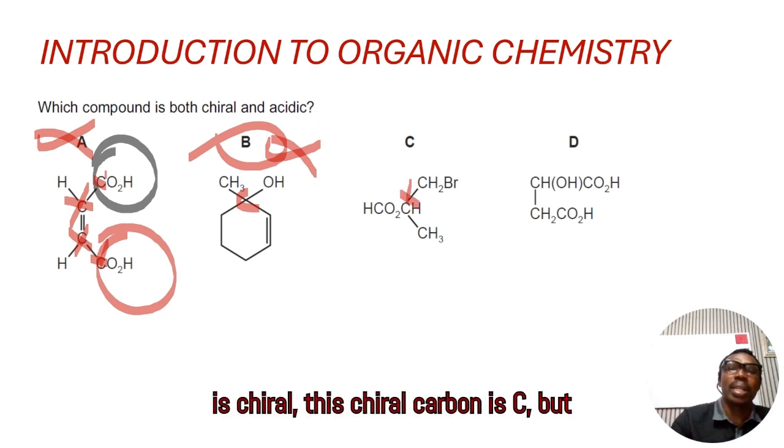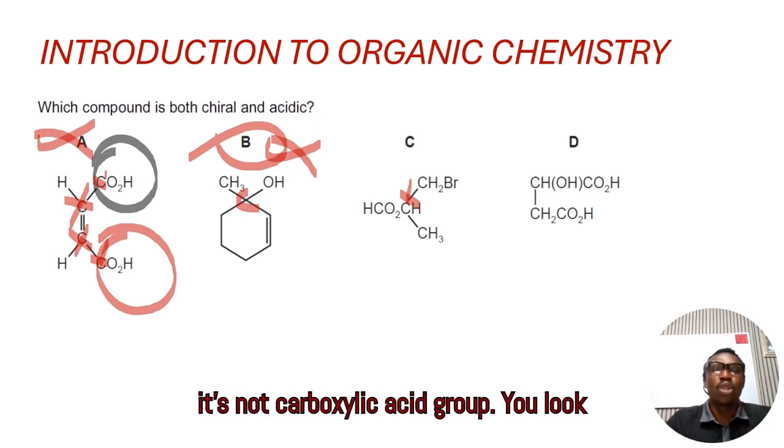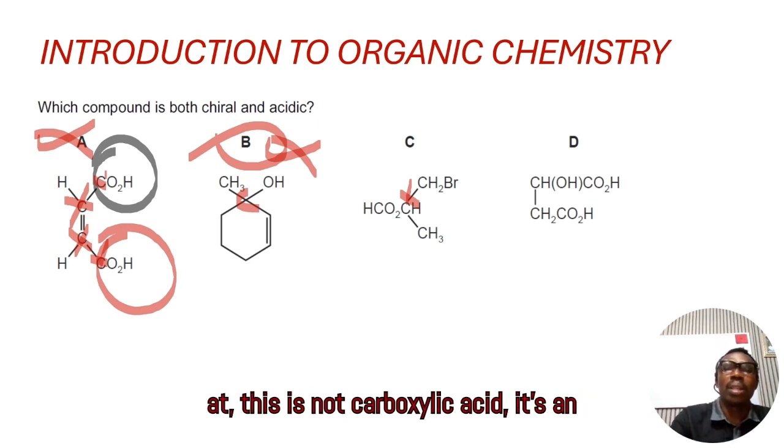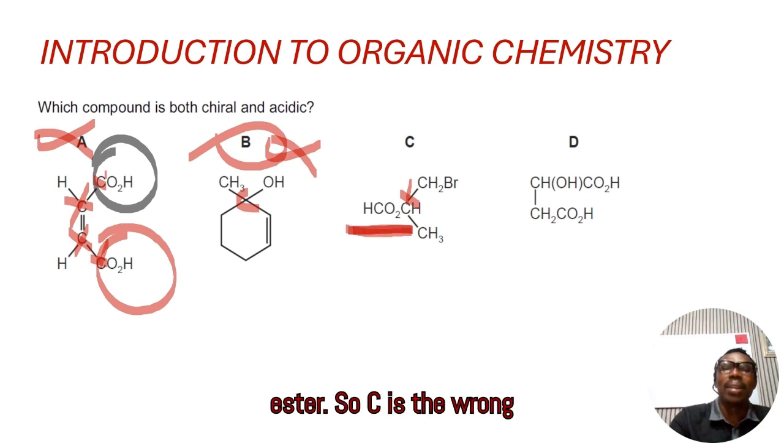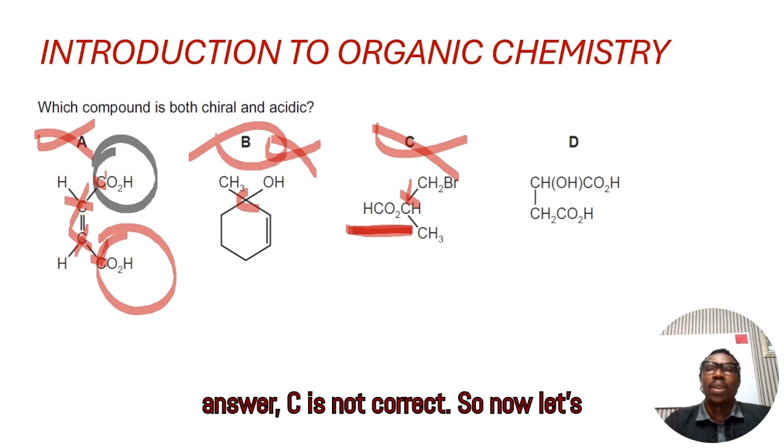Then if you look at C, there's a chiral carbon. This carbon is chiral, but there's no carboxylic acid group. You look at this, it is not a carboxylic acid. This is an ester. So C is the wrong answer. C is not correct. So now let's look at D.